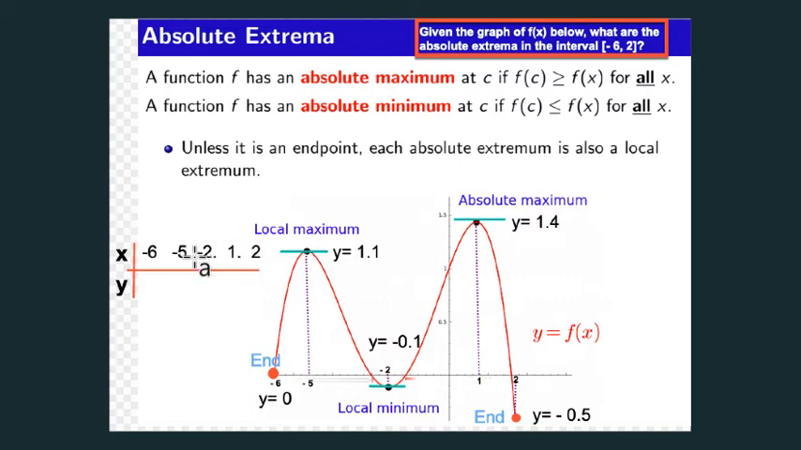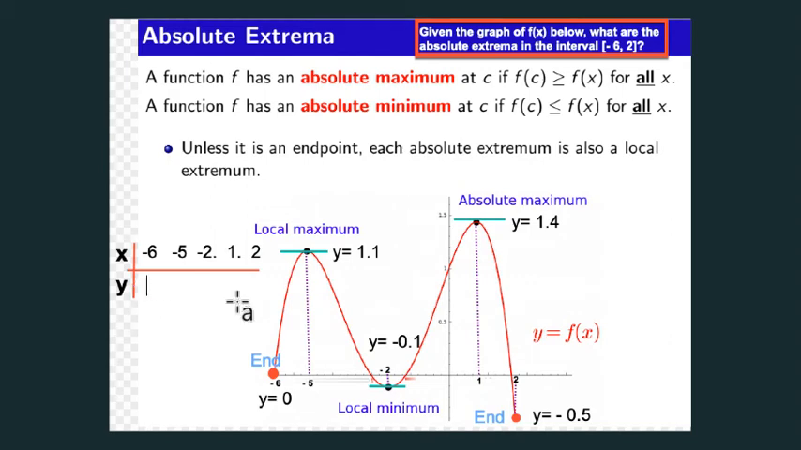So what are those x values? I have the x value at the left end of the interval. Then I have in here all of the x values where I had a local maximum or minimum, where the tangent slope was 0. And then I have an x value at the right. And then what I do is I put in all of the y values. Okay, so what are all of the y values?